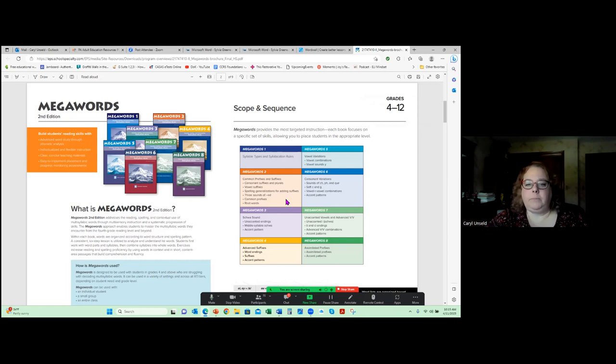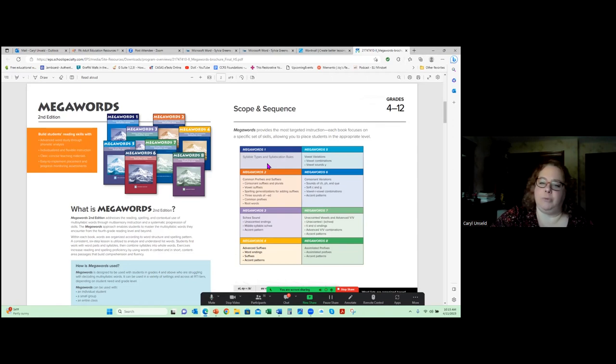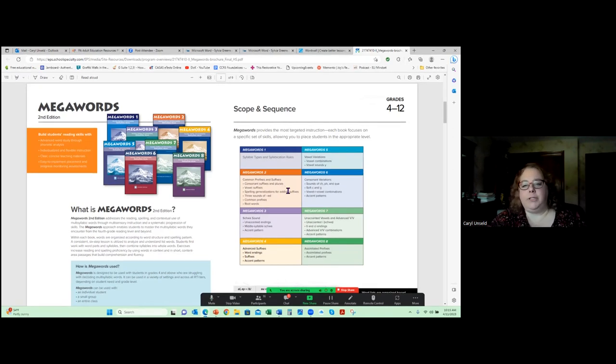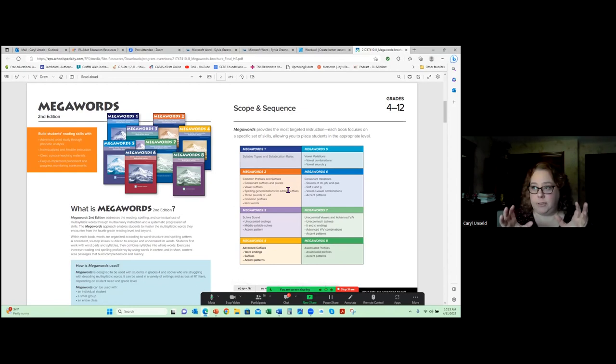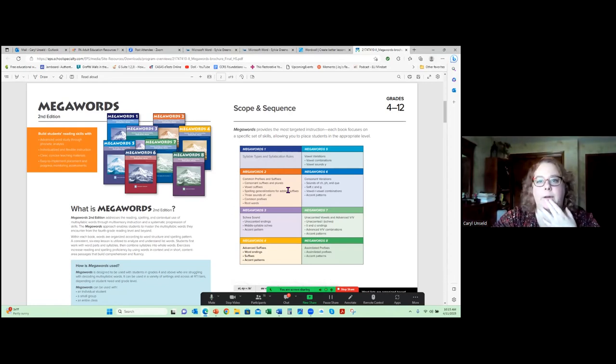So in Mega Words One, students are focusing on syllables, syllable types, syllabication rules. And in Mega Words Two, they're really moving more into the advanced alphabetics where there's all kinds of lessons on prefixes and suffixes, spelling, like learning general spelling rules, root words, and word endings. So these are excellent resources where they have lessons that are pre-made, where you can kind of look through the book and say, hey, my student is struggling with these specific things, and pull out lessons that would help you.